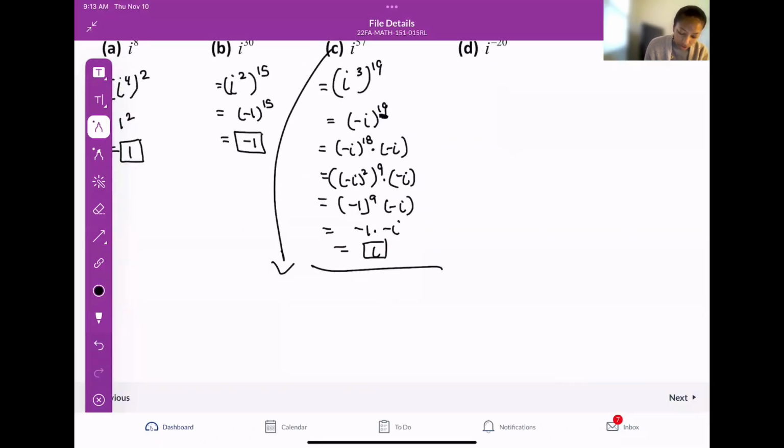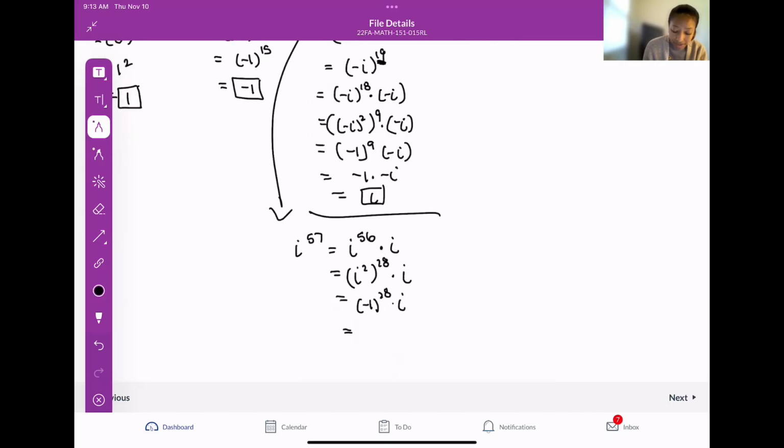Or another method, you could have said i to the 57th power is i to the 56th power times i. Okay, and then we could have broken up the 56th power just like I did the 18th power there. That would be i squared to the 56 is 2 times 28. So you can say that that's i squared to the 28th power times i. We know that i squared is -1. So -1 to the 28th power times i. -1 to the 28th power is 1. And 1 times i is i.